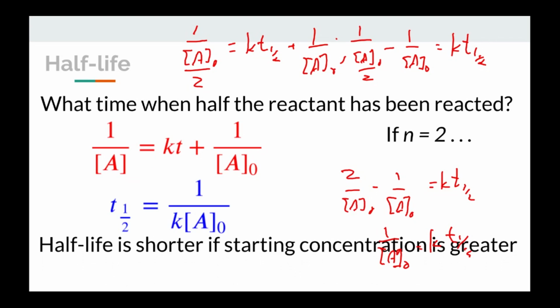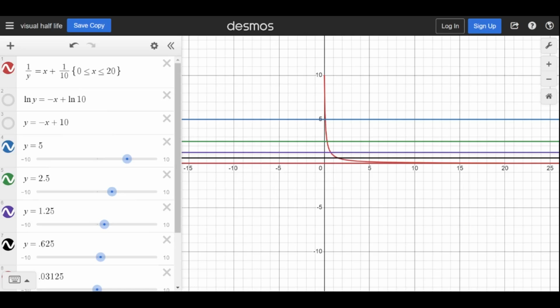times the starting concentration. Since the starting concentration is in the denominator, as time goes on the starting concentration at each subsequent half-life is smaller than it was before, and that's going to make the half-life get larger and larger. Here's a graph that would simulate what a second-order reaction would look like as concentration versus time.